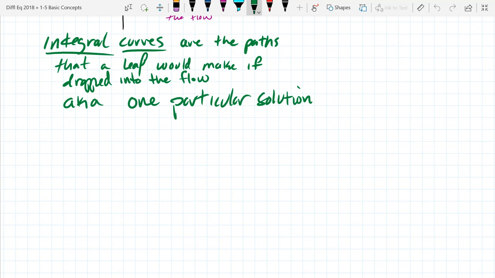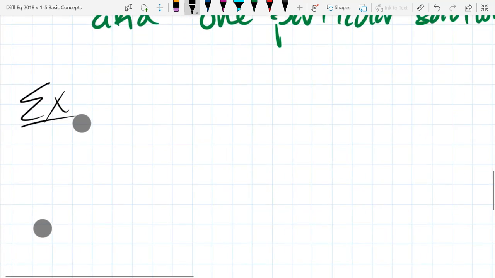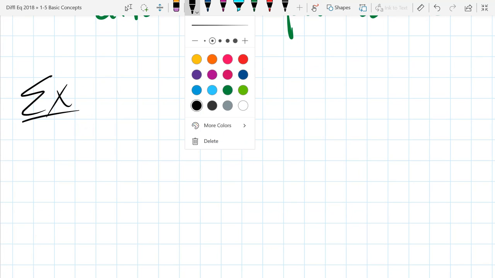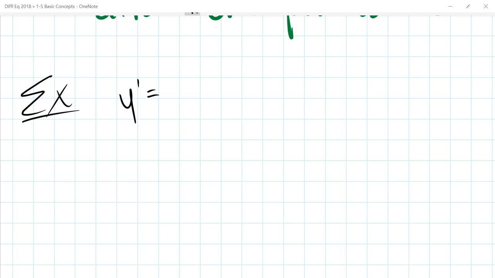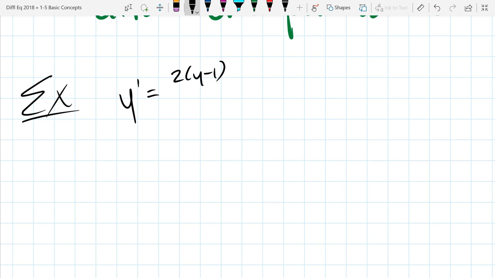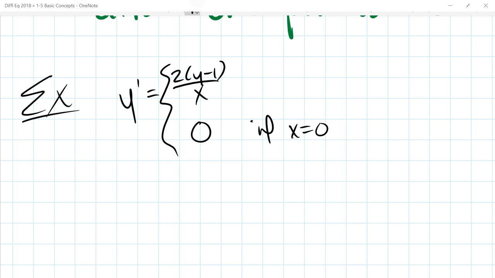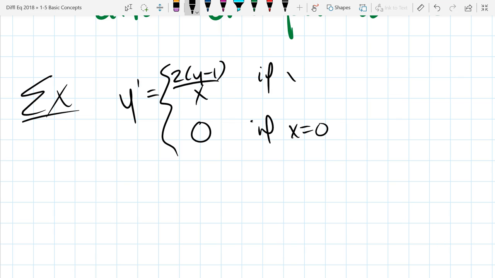We're going to look at our last direction field example. So this y prime will be 2y minus 1 over x. And of course, when x is 0, this won't work. So we'll go with 0 if x is 0, and the one above if x is not 0.